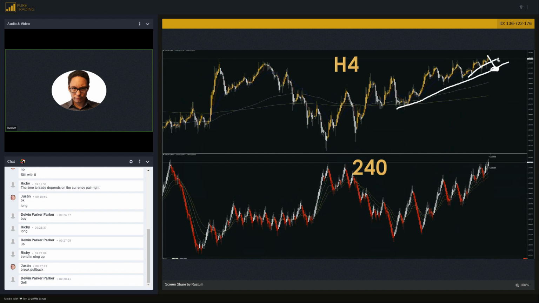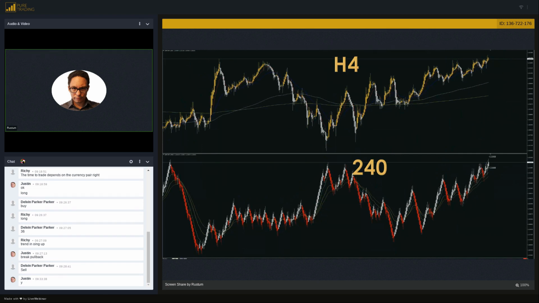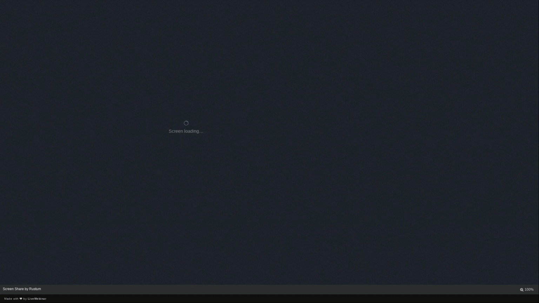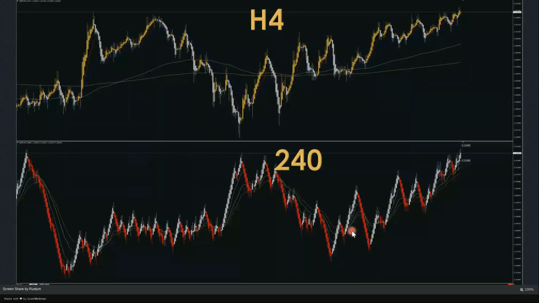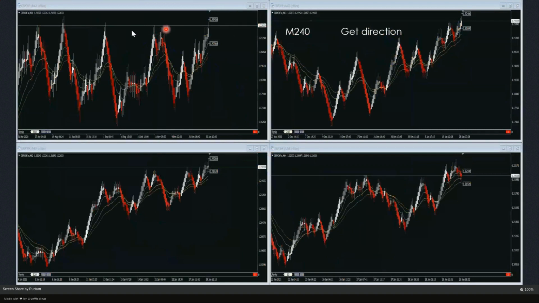And if price makes a higher high, and then back to the extreme, you're looking for longs because your EMAs are not crossed over. So all of these, the 240 and the H4, need to be looked at together. Are you with me? Okay. Right, so we've got our direction and we've got our target.